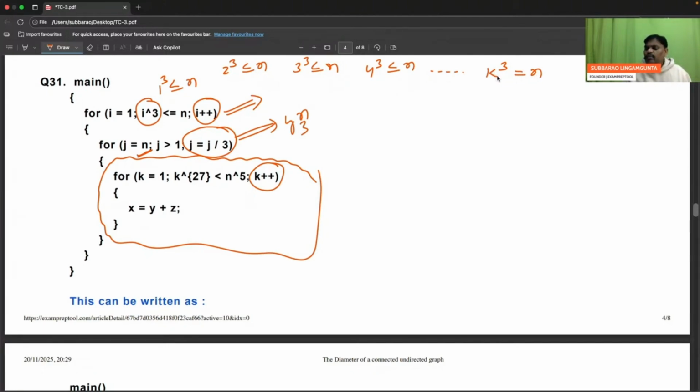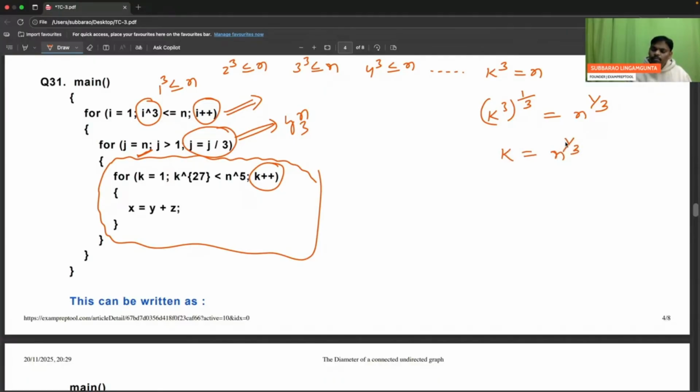If k cube is equal to n, what is the k value? Just apply power 1 by 3, because I want the k value. Both sides do power 1 by 3. Then it becomes k, and k is equal to n power 1 by 3.